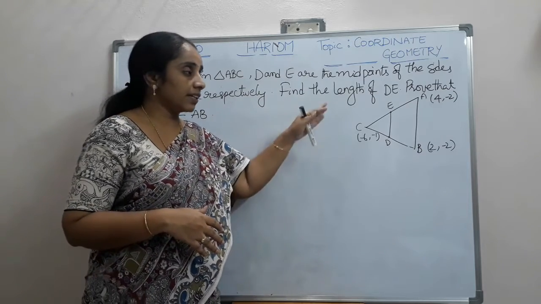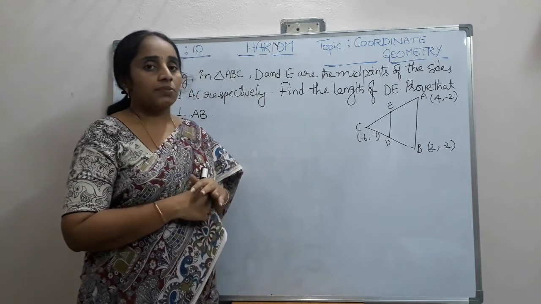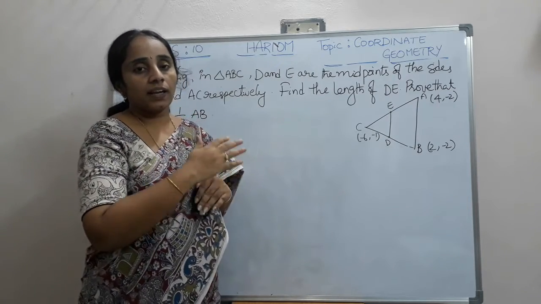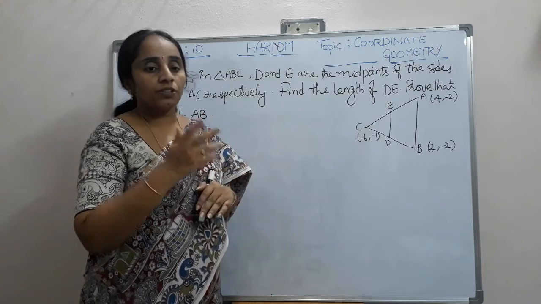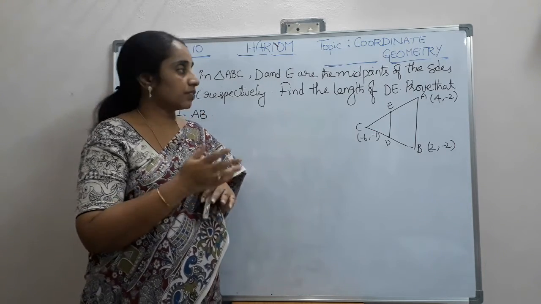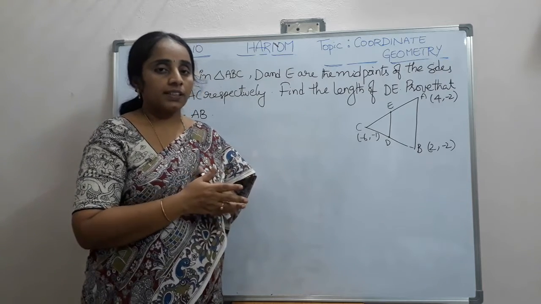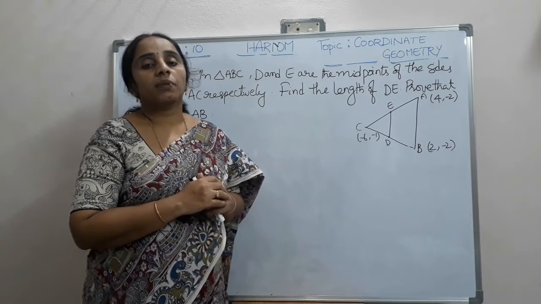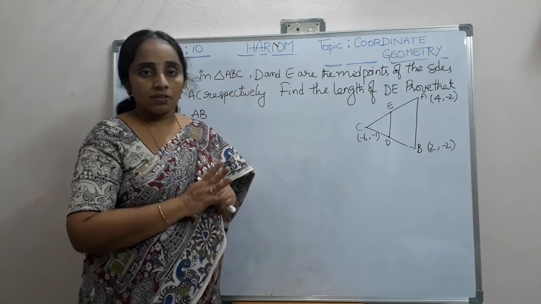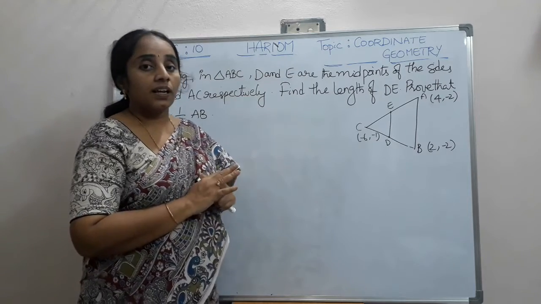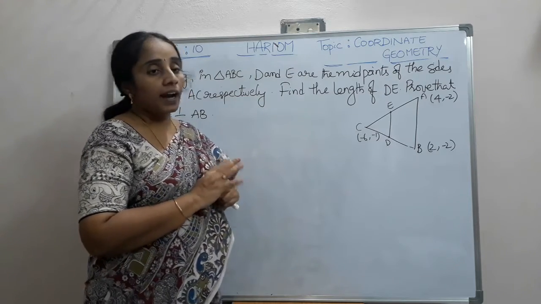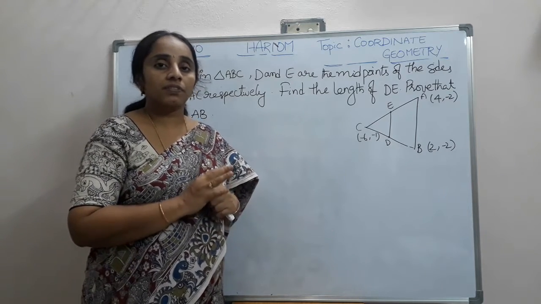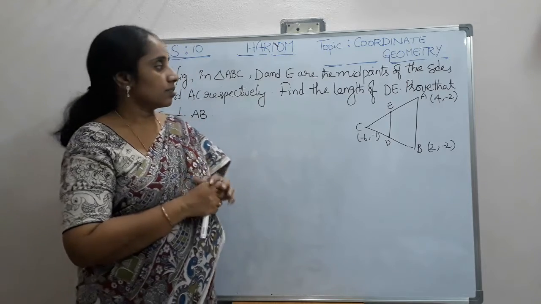How will you find the length of DE and AB? As we discussed in our first exercise, it is the length of a line segment, or distance between 2 points. For that, which formula will we use? It is square root of x2 minus x1 whole square plus y2 minus y1 whole square. So, before finding the length of AB and DE, first we should find the coordinates of D and E.